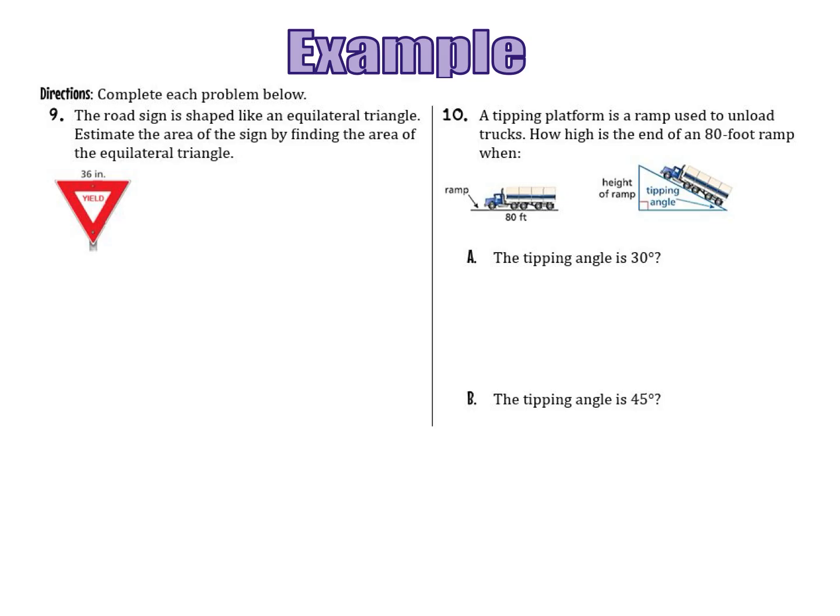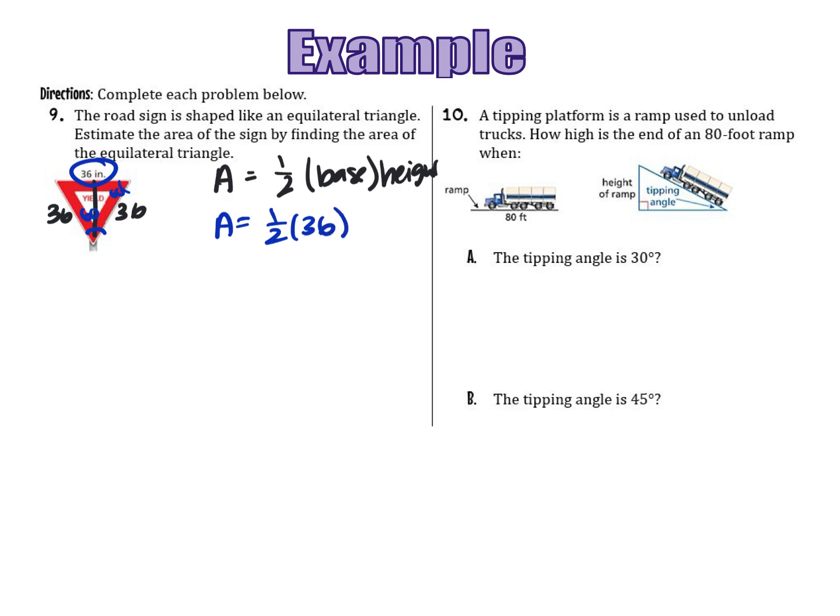All right, last two problems. Number 9 says the road sign below is shaped like an equilateral triangle. So the first thing I'm going to do is, they just said equilateral. That means all 3 sides are going to be 36 inches. Estimate the area of the sign by finding the area of an equilateral triangle. So in order to find the area of a triangle, we know we need 1/2 of the base times the height. We also know that if this is an equilateral triangle, all of the angles are 60 degrees. We know that the base is 36, so area is going to equal 1/2 of 36 times the height.